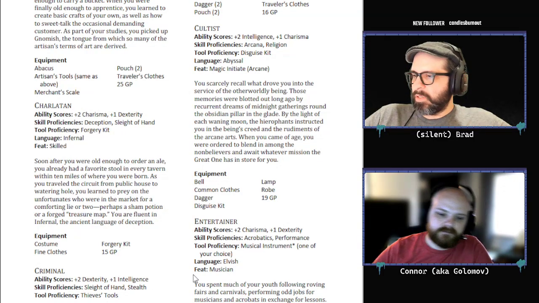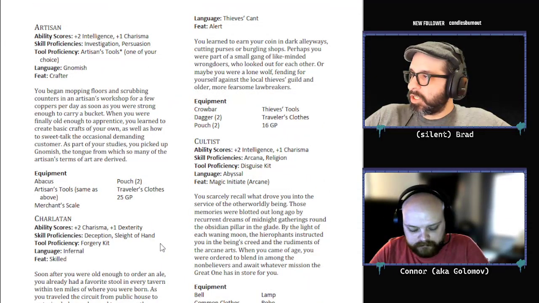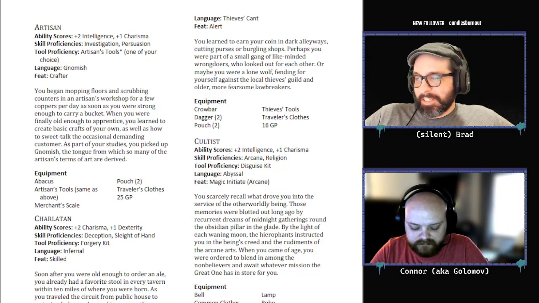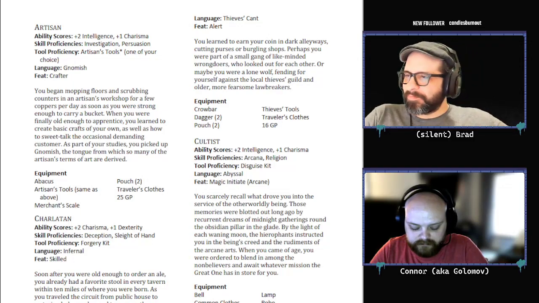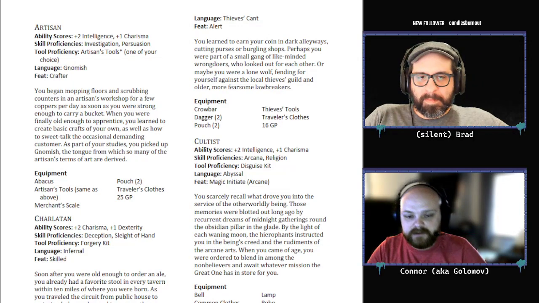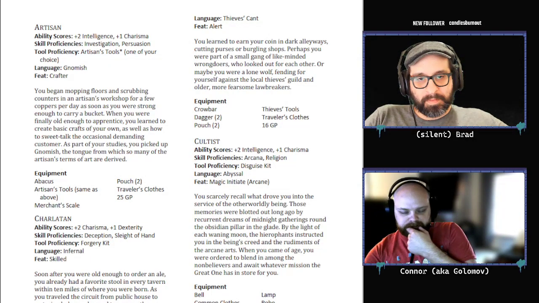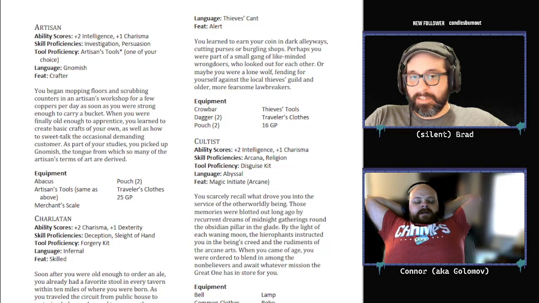Tool proficiencies, thieves' tools, and thieves' cant for the language, which for some reason you didn't get with the criminal background in the original one. And then the alert feat, which makes sense because if you're a criminal, you want to keep your eyes and ears open. You're always going to be on track. I like alert. Well, alert has changed from the original.